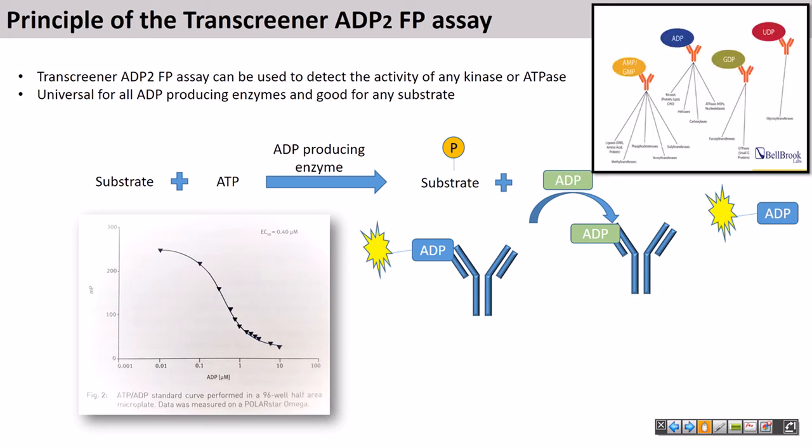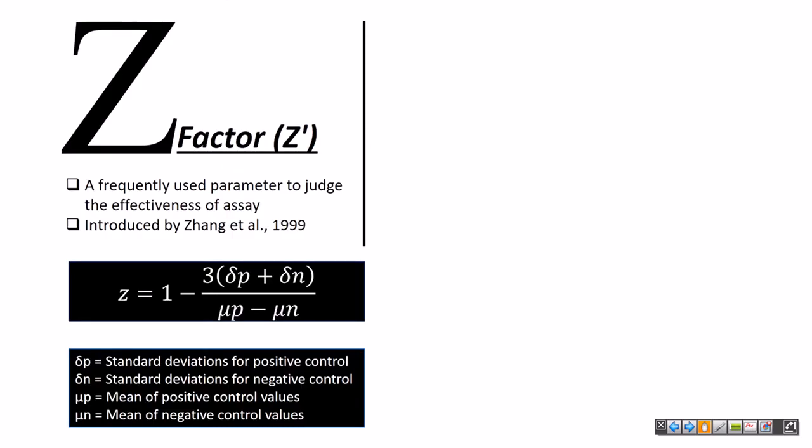On the basis of this concept, there are several other kits. These are a few examples, and similar to this, there are a lot of examples, and people are using it in very diverse areas of application. This fluorescence polarization technique is very well established. Another thing: once you go for high throughput screening, a factor called the Z factor comes into the picture.